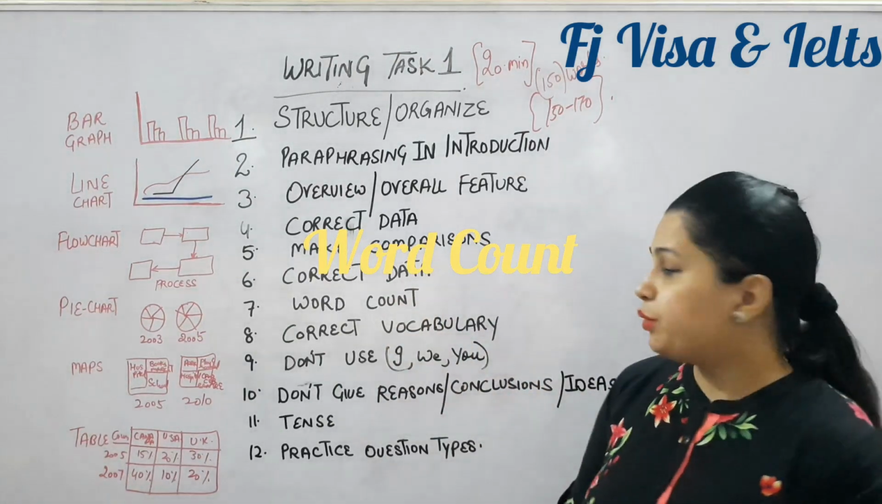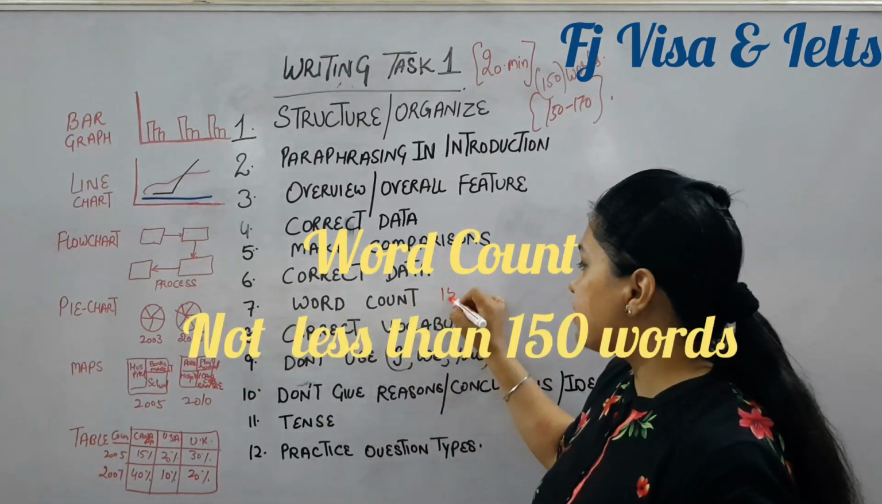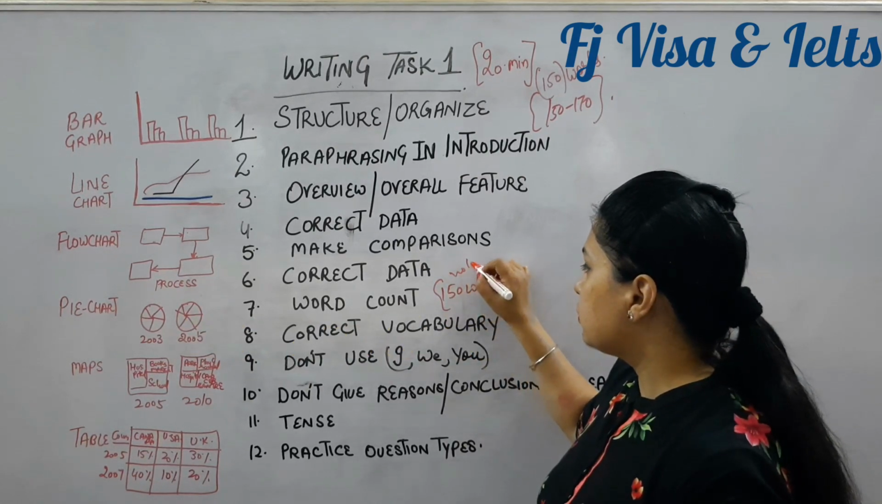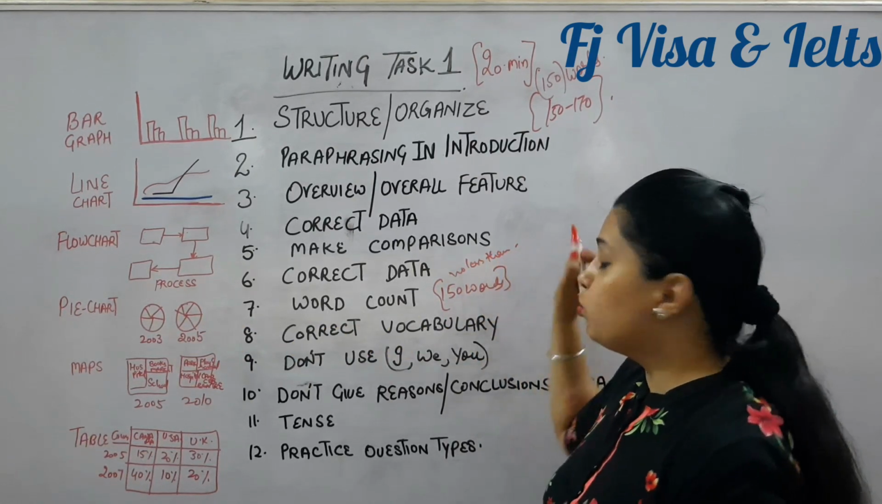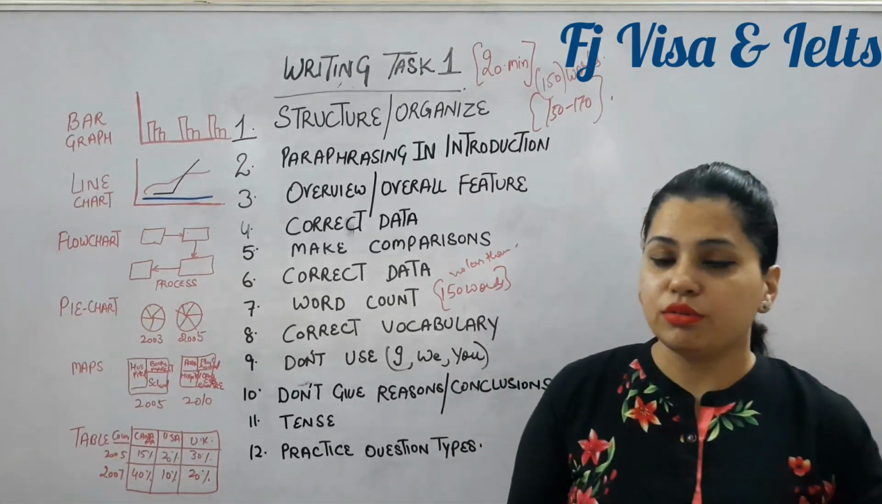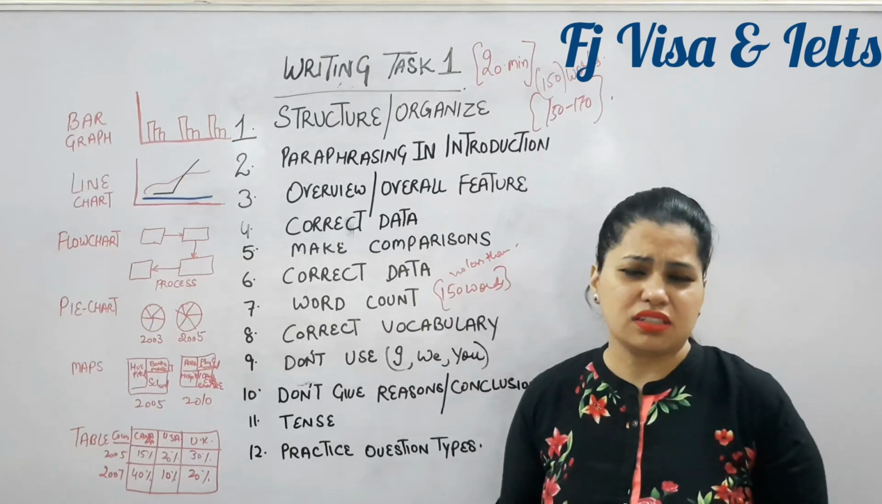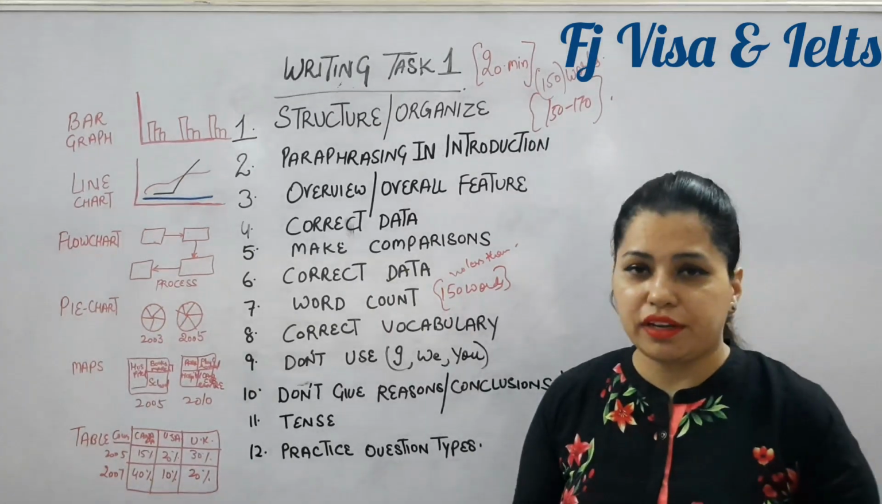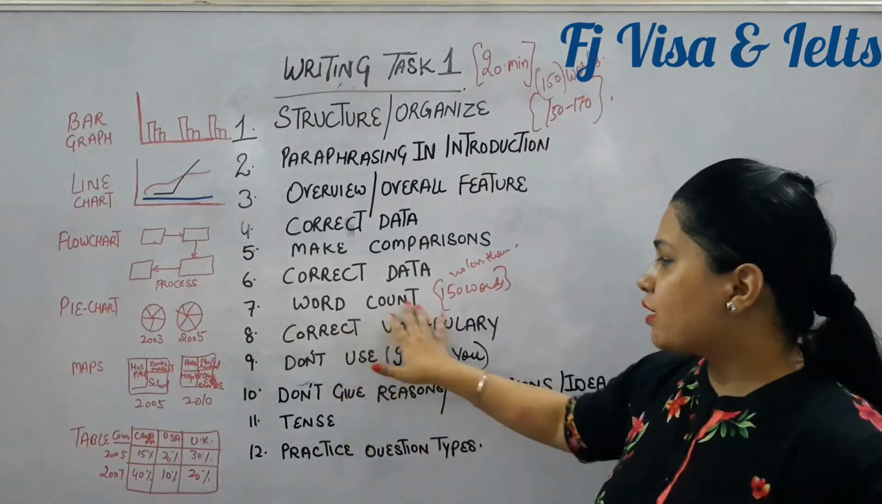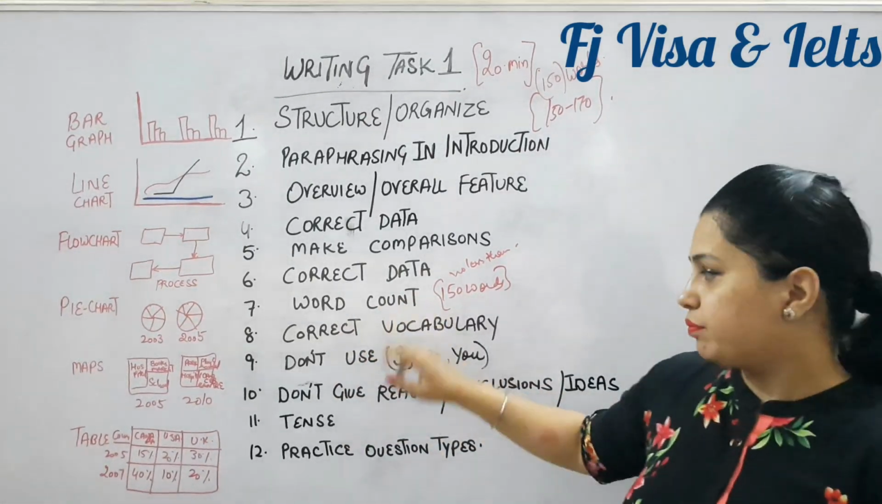Then comes the word count. As I already told you, it should not be less than 150 words. Otherwise you will lose marks. So a good Writing Task 1 includes 150 to 160 or 165 words. That is quite enough, as we have to move on to Task 2 also. So word count matters in IELTS writing.